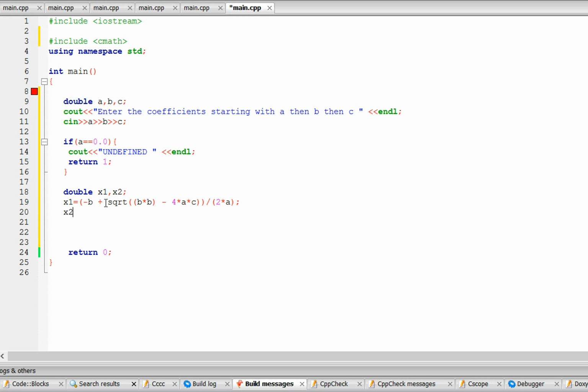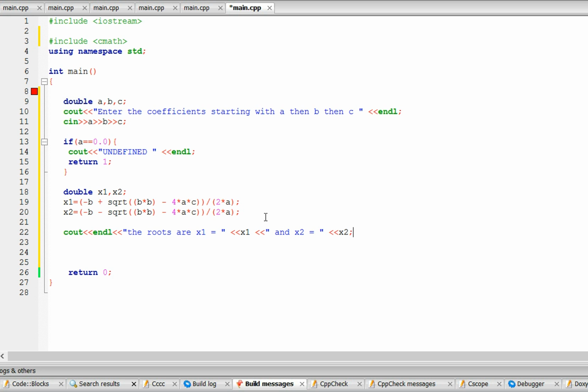Right? And x2 is pretty much the same thing, except you subtract here. And that's it. So now we can tell the user the roots are x1, which equals x1, and x2, which equals x2, and that's it. Now let's run the program.